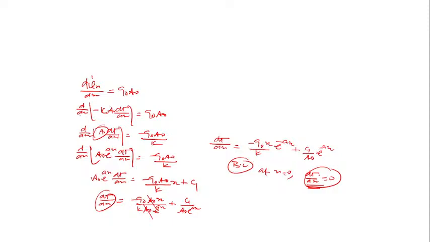So at x equal to 0, this term becomes 0, this term becomes 0, then I got c1 equal to 0. This implies c1 is 0, yes or no?